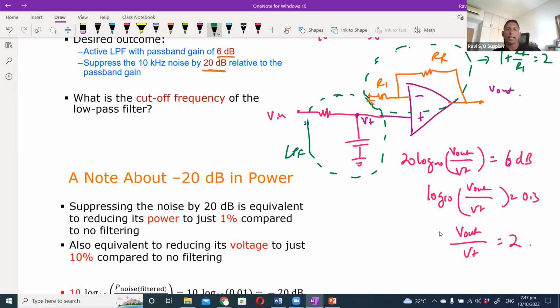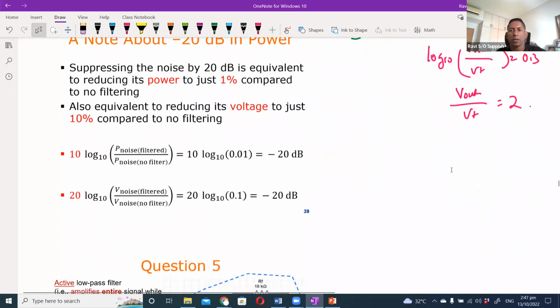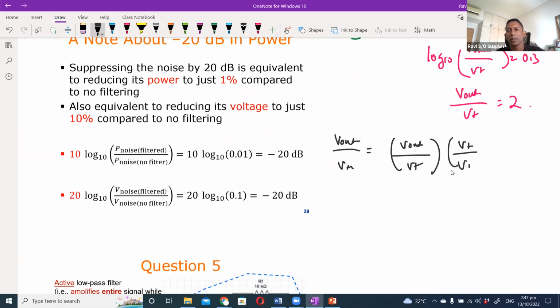Okay, so that is the first part, the active element of the filter. Now the next thing is, let's look at the relationship between V out and V in. So we know that V out over V in is equal to V out over V plus times V plus over V in. So there are two parts to it.